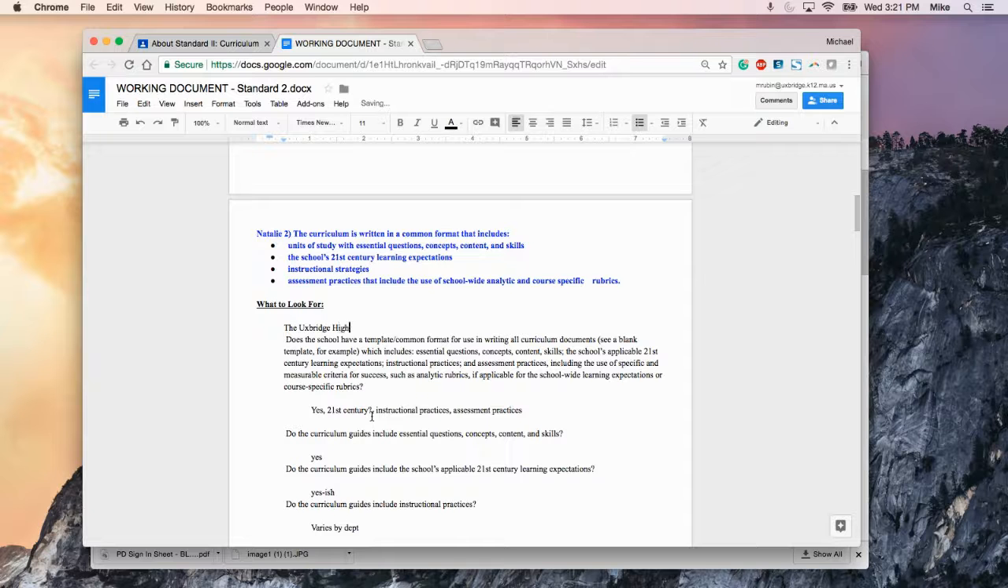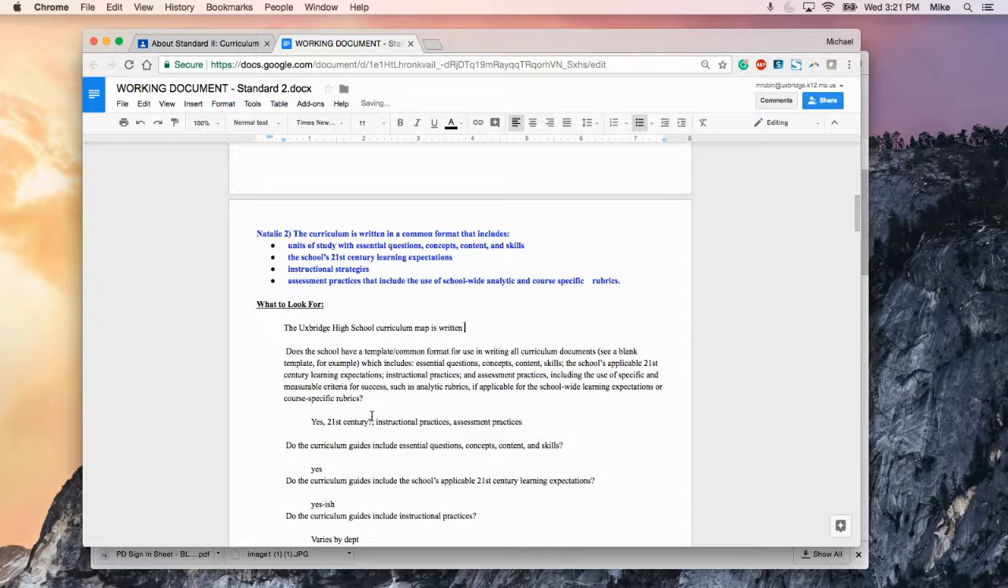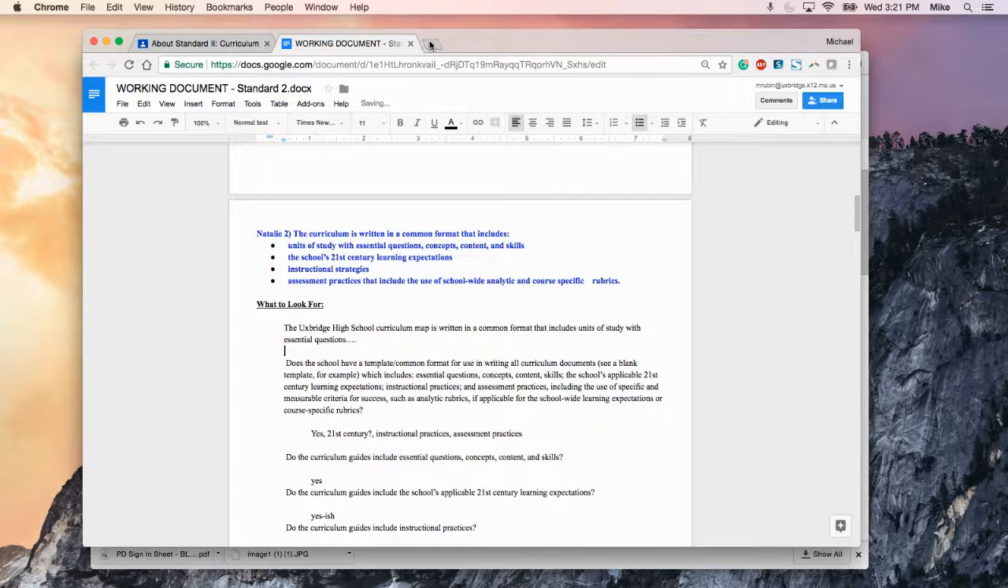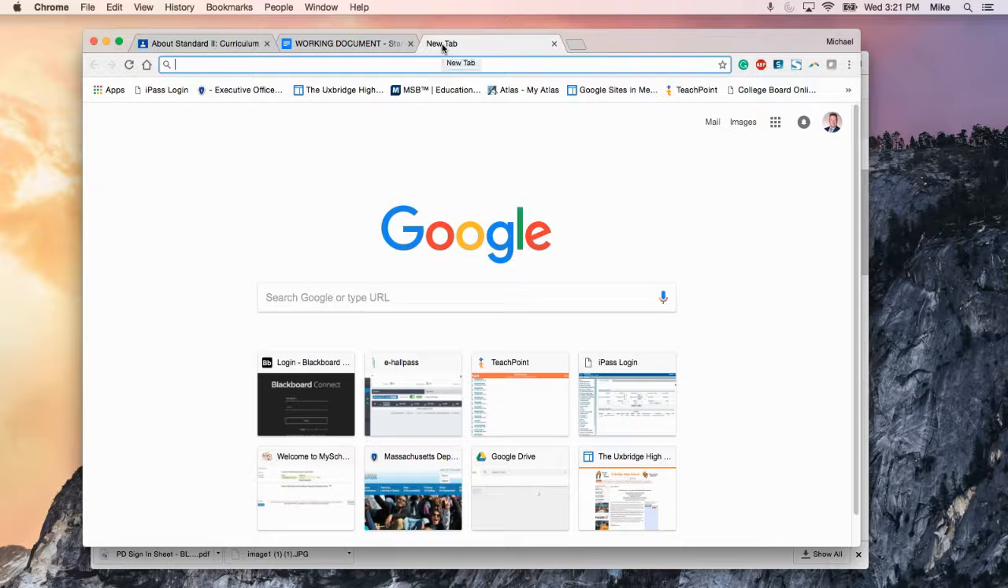The Uxbridge High School curriculum map is written in a common format that includes units of study with essential questions. We're just going to copy all of this eventually. Where do we find this, though? Well, let's go up to Atlas Rubicon.